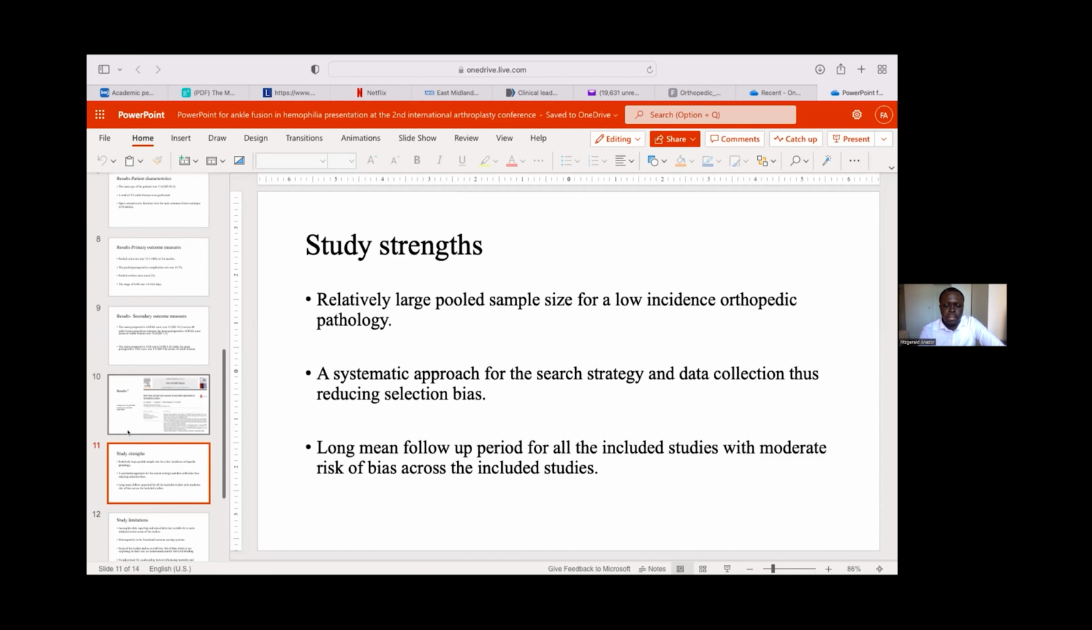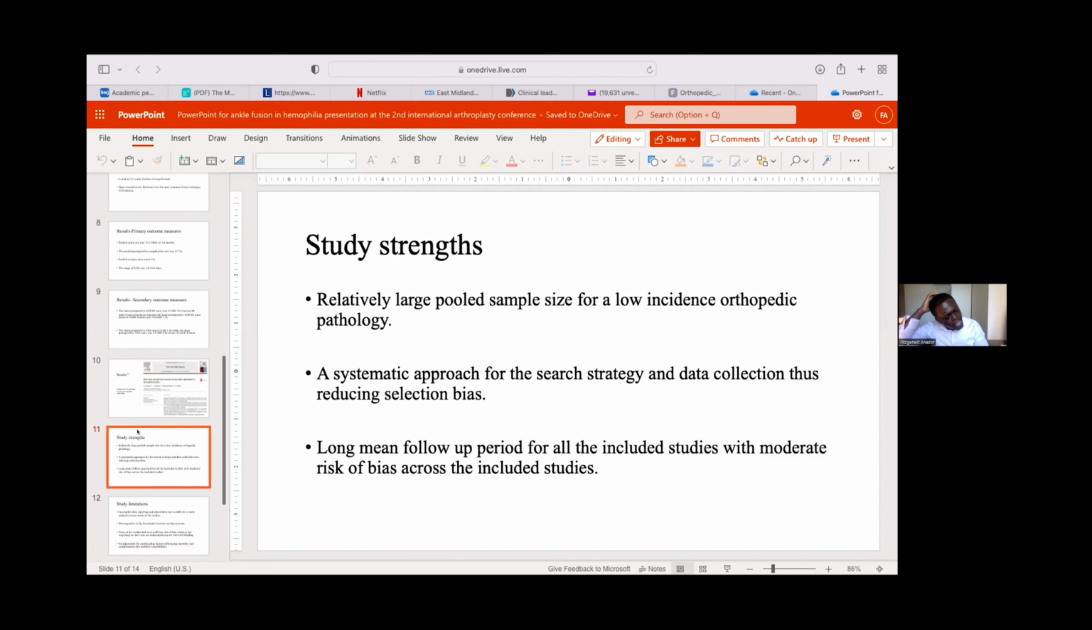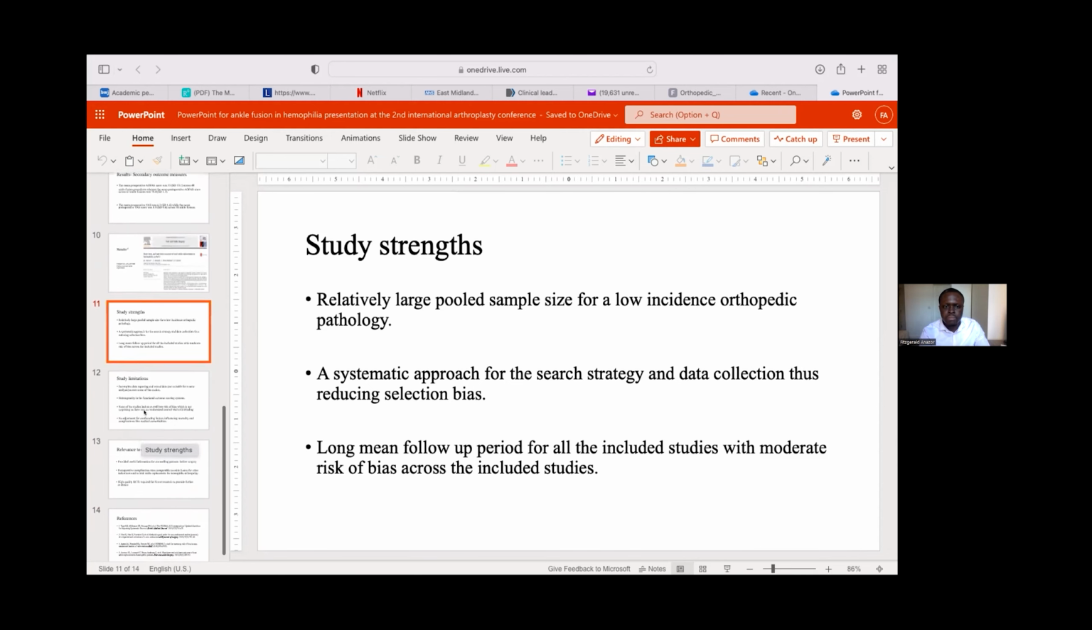And most of the studies had reported on long-term postoperative follow-up results. The risk of bias using the MINORS and the ROBINS-I criteria across the included studies was moderate. For this study, there were 2 studies that were prospective interventional studies. The rest were retrospective studies, and there was no randomized control trial.